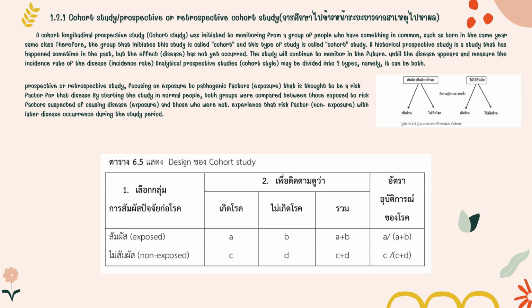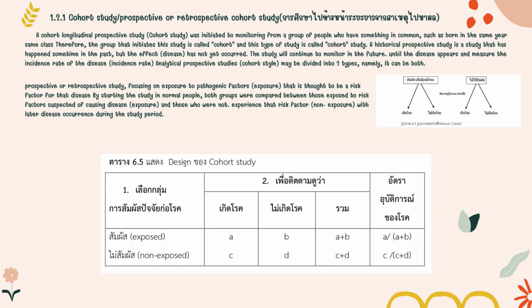Next, I will talk about the cohort study, prospective or retrospective cohort study. A cohort study is initiated to monitor a group of people who have something in common, such as being born in the same year or in the same class. Therefore, the group that initiates this study is called a cohort, and this type of study is called a cohort study.